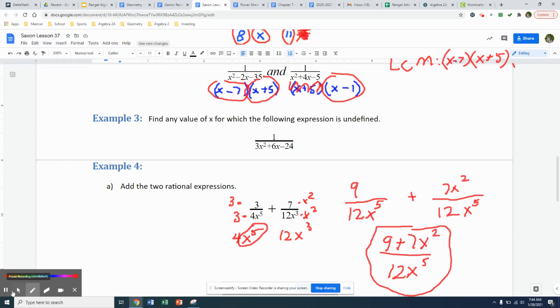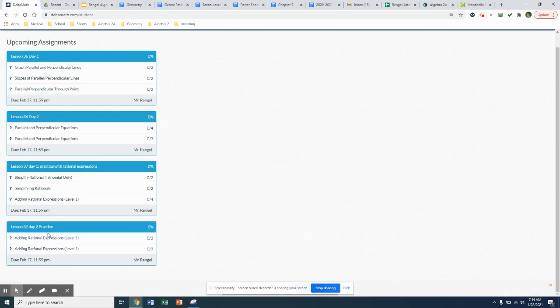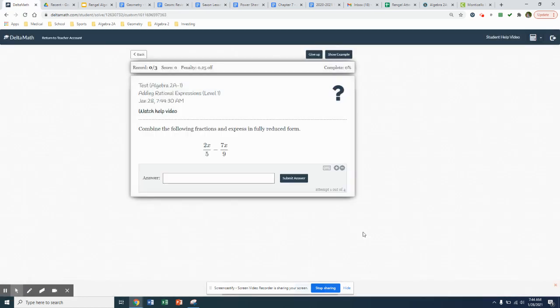I want to just head over quickly to Delta Math and take a look at a couple example problems. And remember, I am recording this, so everything we'll be able to revisit later on. So here's an example of a Delta Math problem. We've got 2x over 5 minus 7x over 9.